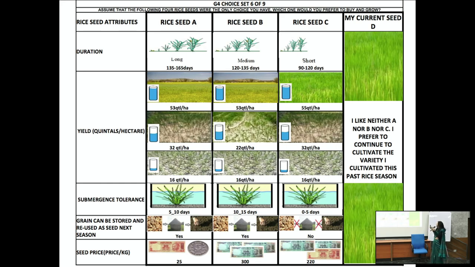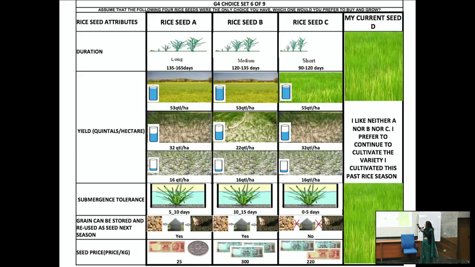What is A? A says that your seed is a long duration seed. It will take 135 days for your crop to mature and be ready for harvesting. Its yield will be 53 in the normal year, and you can see the illustration: a full water tank means normal year, normal monsoon. Half water tank means mild drought conditions, and an empty water tank means severe drought conditions. So you want to illustrate and communicate to them with pictures, especially if you're doing it with farmers. It also depends whom you're doing the survey with.